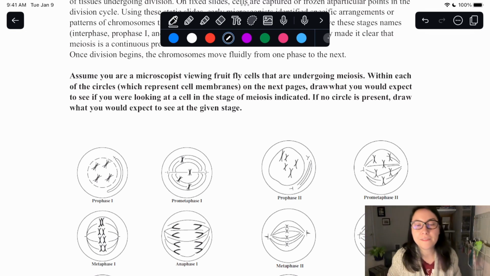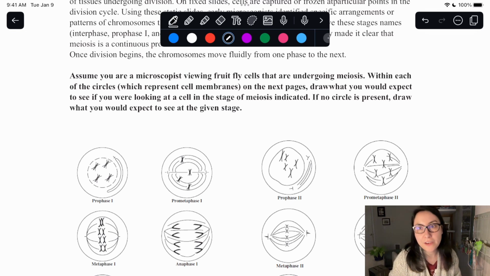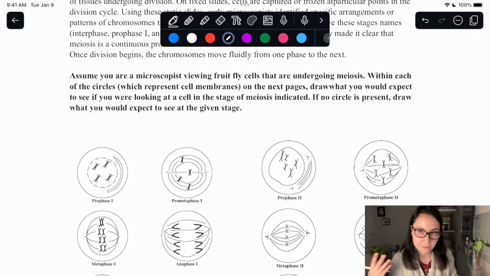You'll probably see some sort of table, and the table's going to say, here's where we started, here's where we ended. This is meiosis. Based on the numbers, where are you actually at? Are you in anaphase 1? Are you in metaphase 1? Are you in anaphase 2? Are you in metaphase 2? And it can get really confusing really quick.